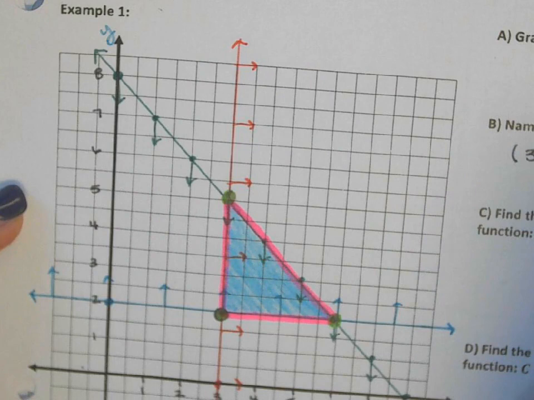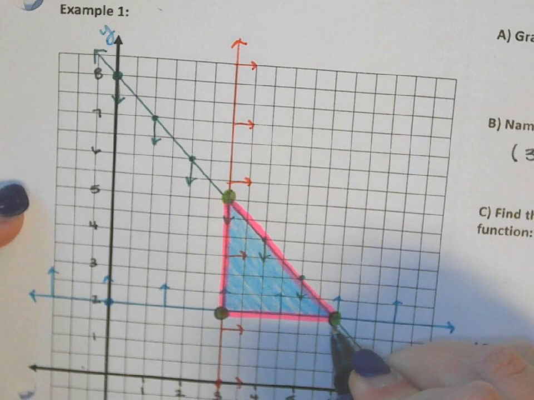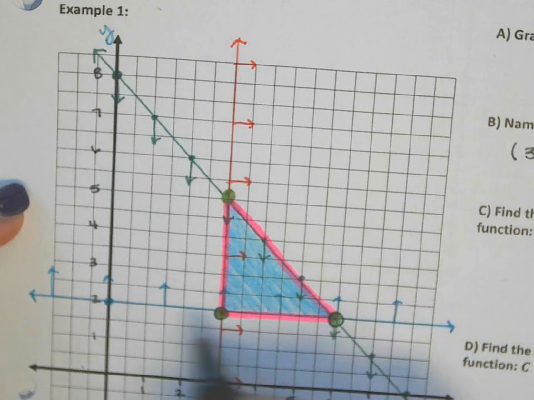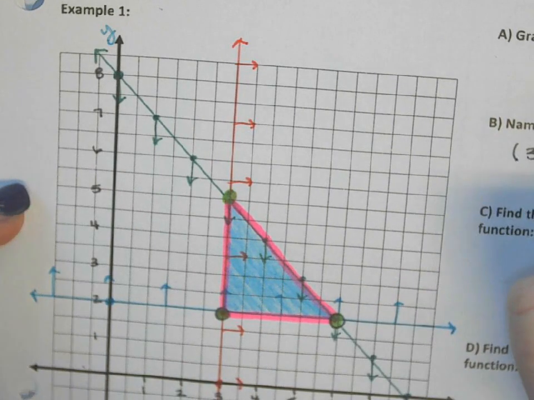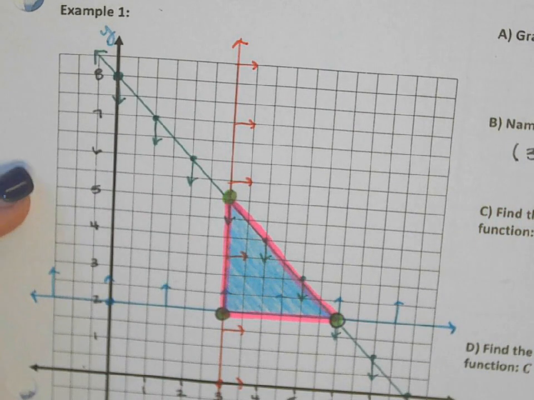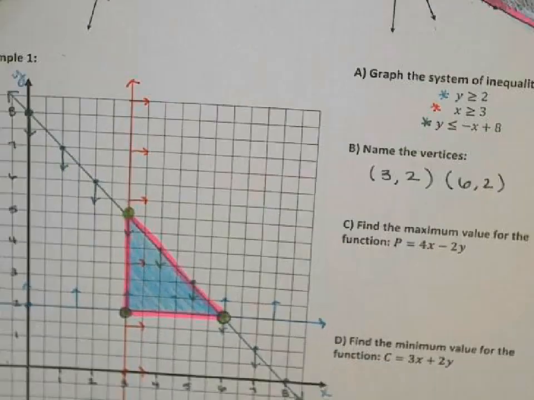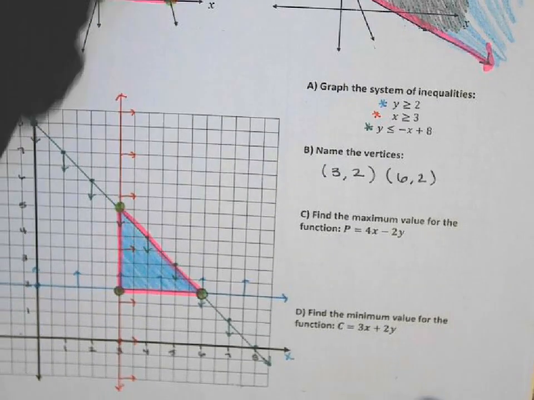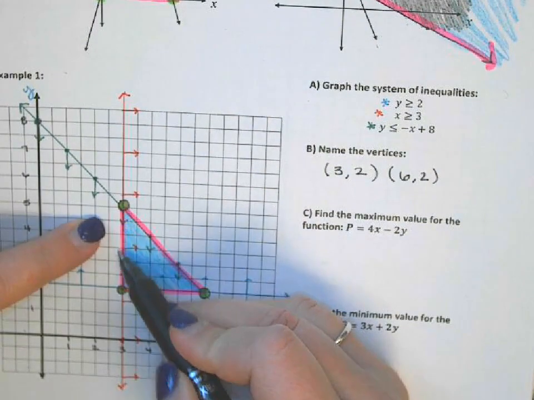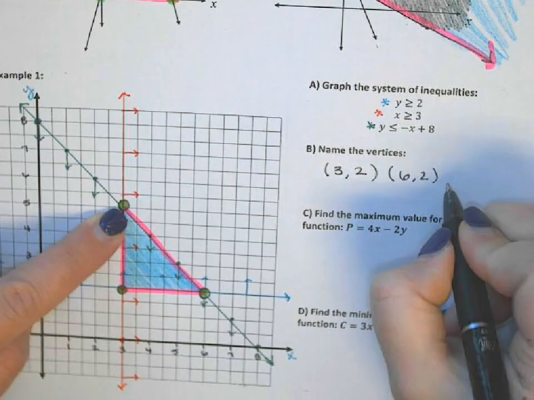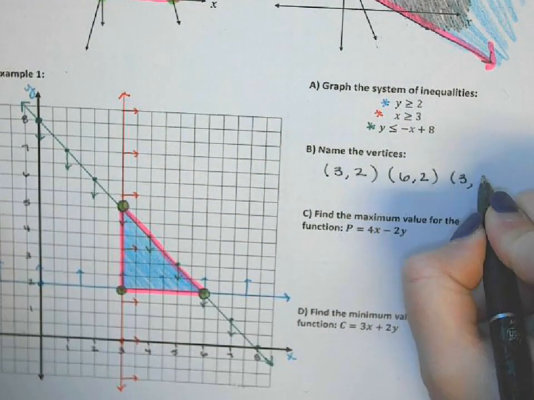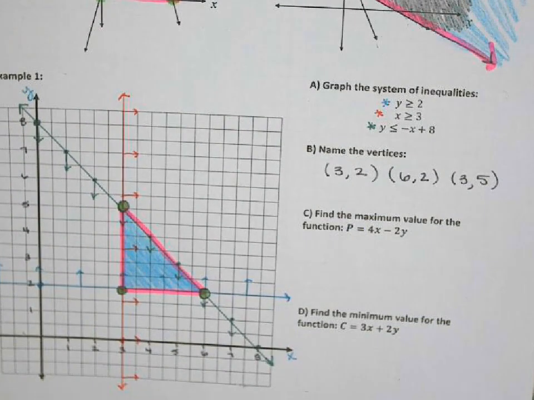The next vertice, this one here, doesn't matter the order you name them in, has an x value of 6 and a y value of 2, so 6, 2. So we're naming these vertices. This last vertice has an x of 3, so 3, comma, the y-axis, it's at 5, so 3, 5 is where that vertice is.